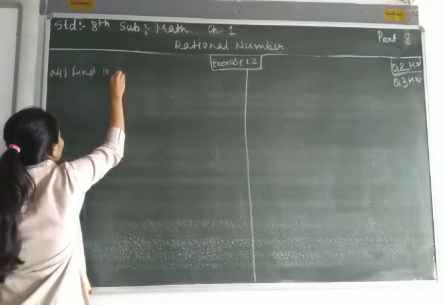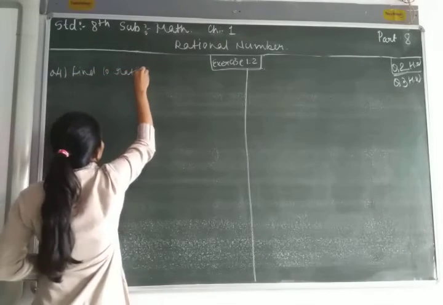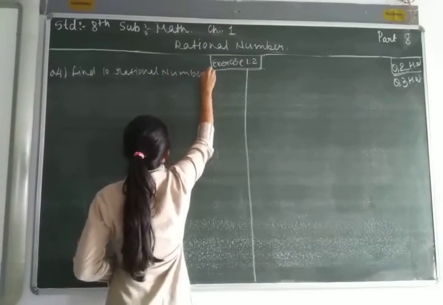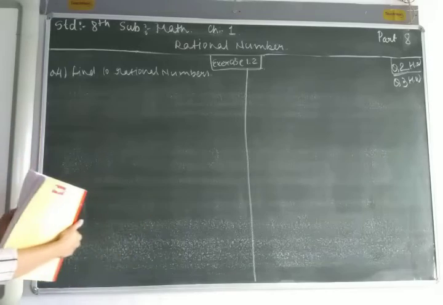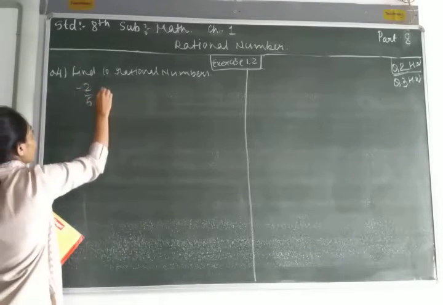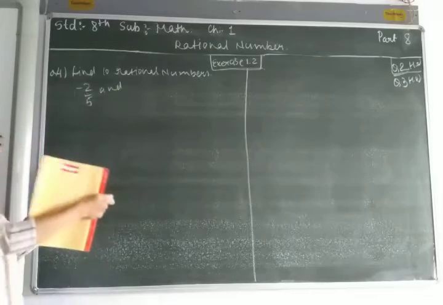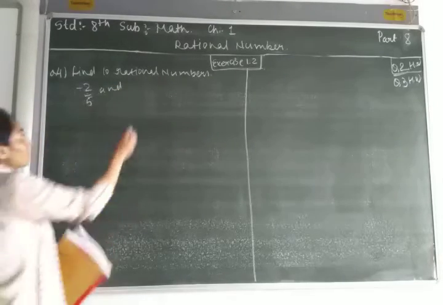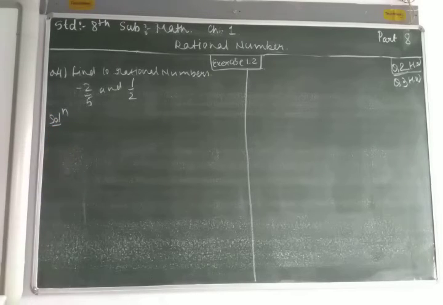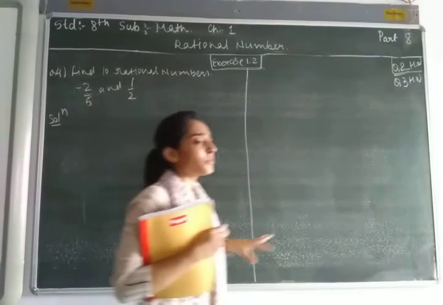Find 10 rational numbers between minus 2 by 5 and 1 by 10. Now, whenever the denominators are not the same, we have to make our denominators the same. Just make the denominator same.